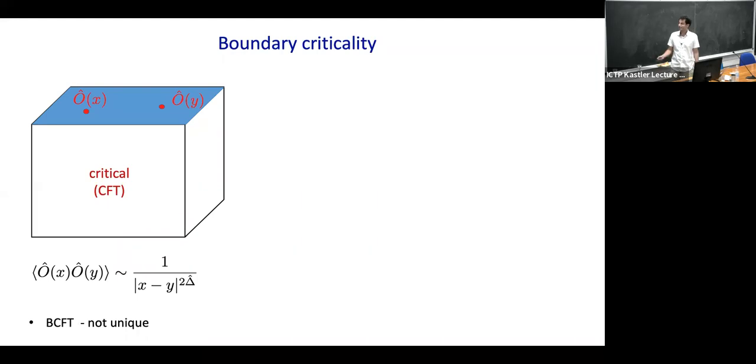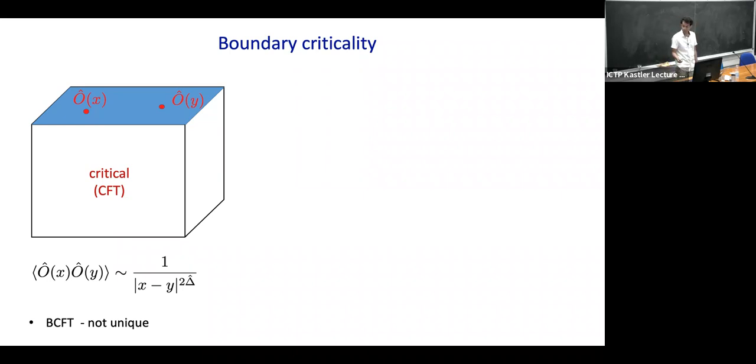Second comment is that given a bulk universality class, the boundary universality class is not unique. There can be distinct boundary universality classes corresponding to the same bulk universality class, and you can tune between those boundary universality classes by changing the details of the Hamiltonian near the surface. And we will see some examples very shortly.